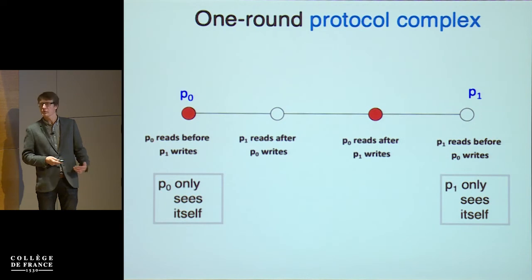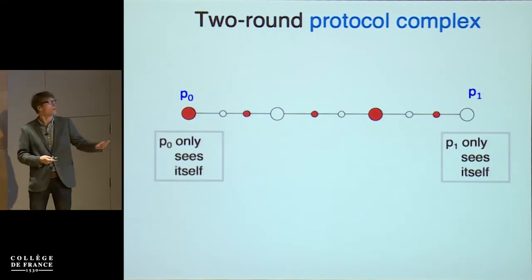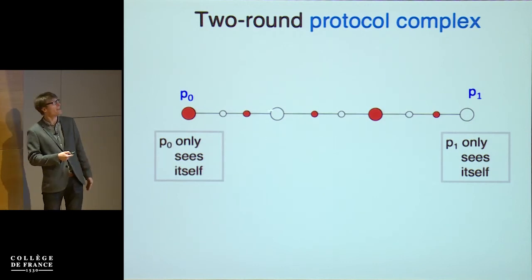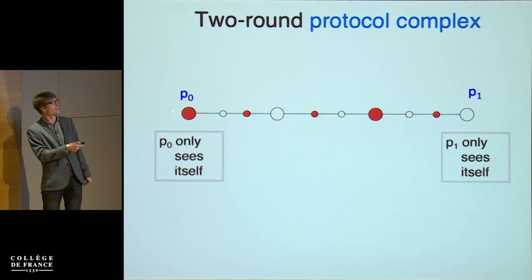And what's important here is that you can run it longer. You can run another round of this protocol, for example, like this. And what you get is a subdivision of each of these three intervals, and the subdivision looks exactly the same. So now P0 sees itself, and then maybe after the second round, it sees P1. But it belongs here because it sees that P1 saw P0 in the first round. And for example, if P1 ends up here, it knows that P0 missed P1 in the first round.